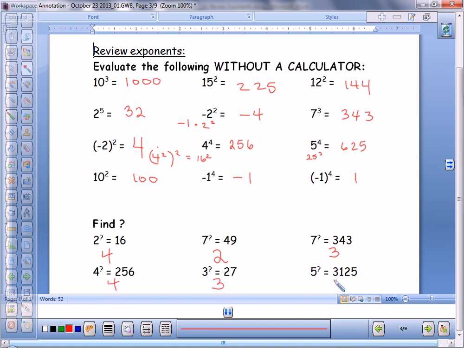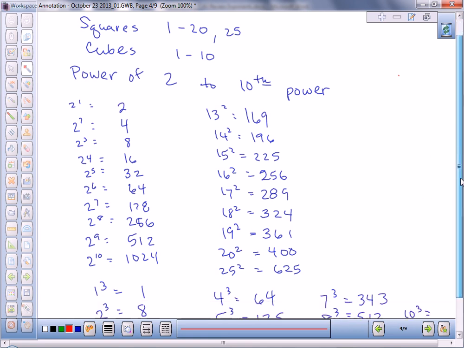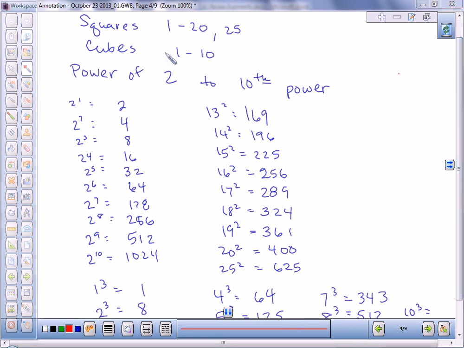Awesome. Okay, so let's revisit the things I expected you to know from the summer packet. So your squares 1 to 20 and 25. Your cubes 1 to 10. Now, powers of 2, we ought to be able to do these really quickly up to the 10th power. Because you can count on your fingers: 2, 4, 8, 16, 32, 64, 128, 256, 512, 1024. You can count on your fingers really quickly and do this. All right, so those are your powers of 2.